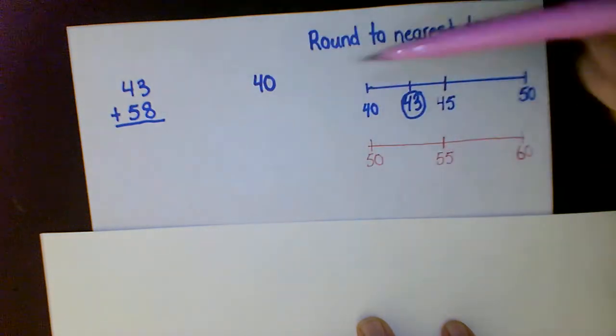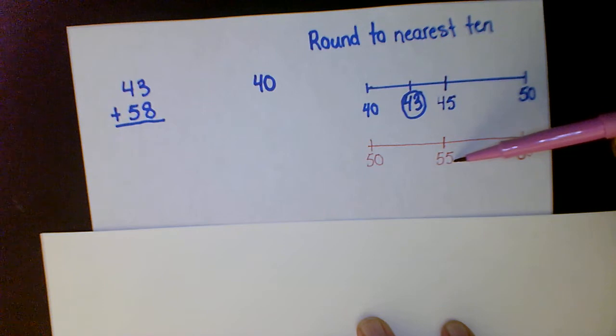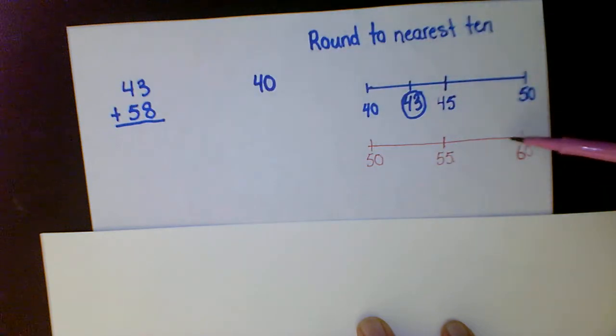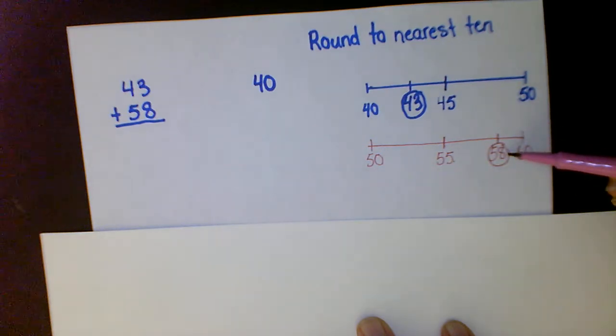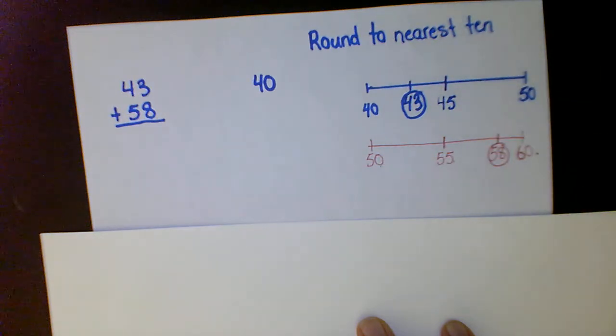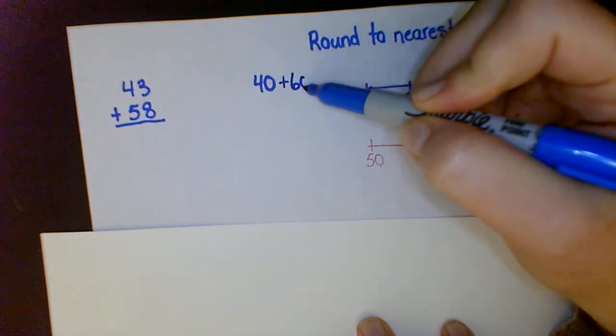When I'm looking at 58, I know that it is greater than 55 because there's 5 ones here, but there's 8 ones in 58. So it's going to be closer to 60. It's getting pretty close there. So we're going to put it right about here. All right, so when I'm rounding 58 to the nearest 10, 60 is the closest 10. So I'm just going to put that right here.